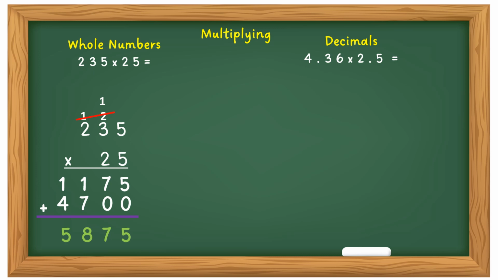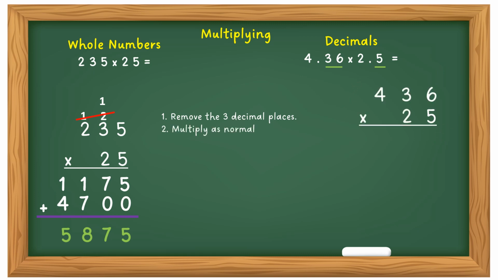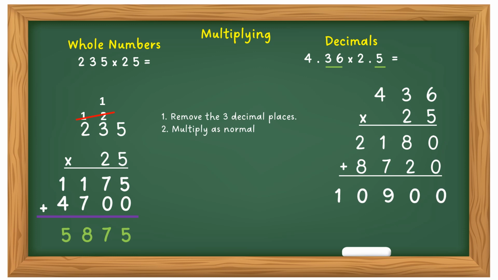Now 4.36 times 2.5, right? The first thing you do is you remove the 3 decimal places. Now you can see here, there's 2 places after the decimal point. There's 1 there. If you add these together, that's 3. And it doesn't matter how many decimal places there are after the decimal point. You add them all together, okay, and you remove them. So in this case, we're removing 3. Then you multiply as normal. So you can see there you've taken the decimal points out, you multiply as normal, and you go through the routine as before, and you come to the conclusion your answer is 10900, right?